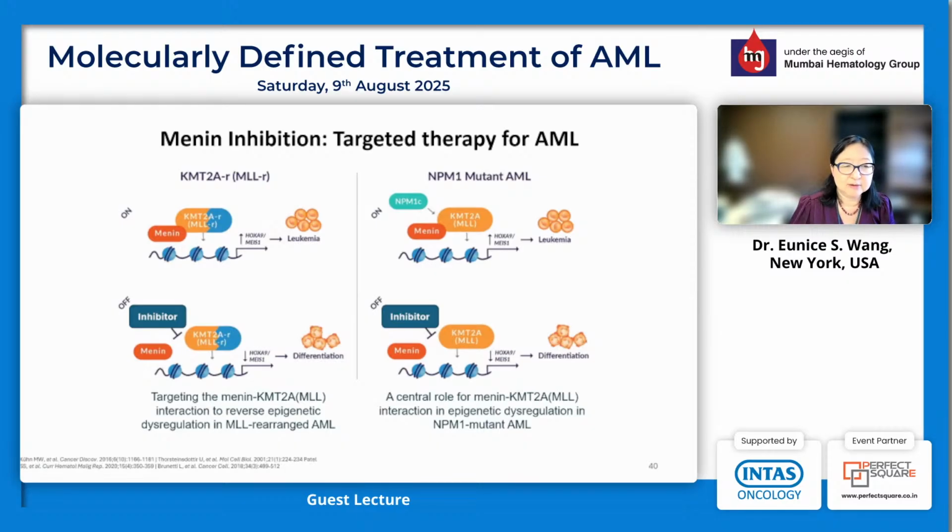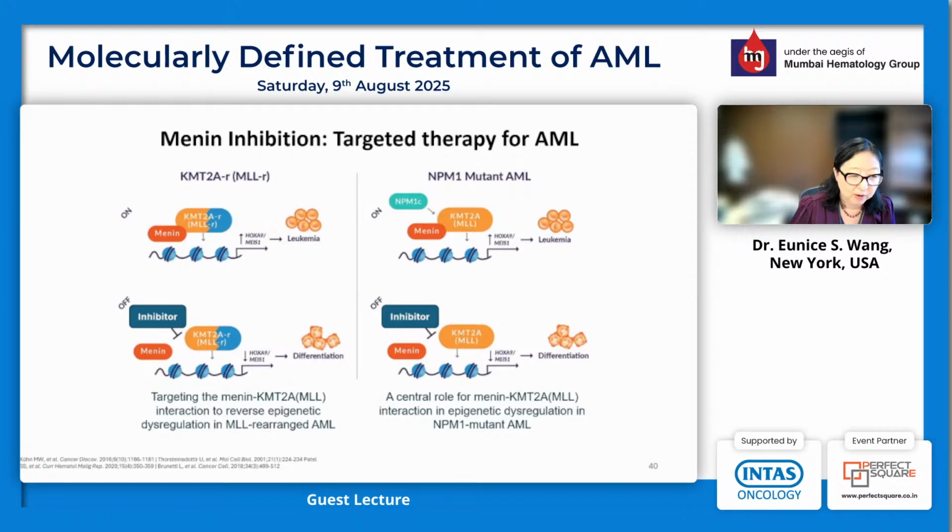So we, for many years, have tried to target this particular complex with various therapeutic approaches without success. But it was found several years ago that instead of targeting this directly, we could target the menin. So we have an inhibitor here that actually is a protein-protein inhibitor, blocks the binding of the menin protein to the KMT2A transcriptional complex.